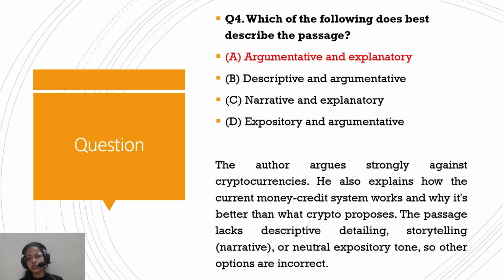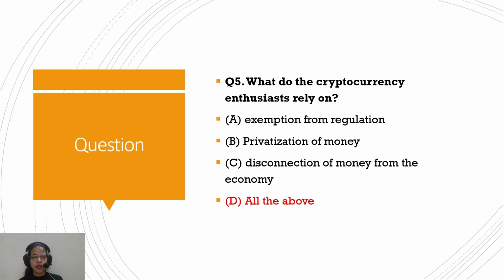So now based on the explanation, we understand that the tone of the whole passage is argumentative and explanatory. So the author has taken a position. The author is saying that cryptocurrencies are dangerous, and the current credit money system is much, much better, and there are a lot of myths that have been floated by the crypto enthusiasts. They should not be believed, and the author is explaining why. So it's argumentative and explanatory. Okay.